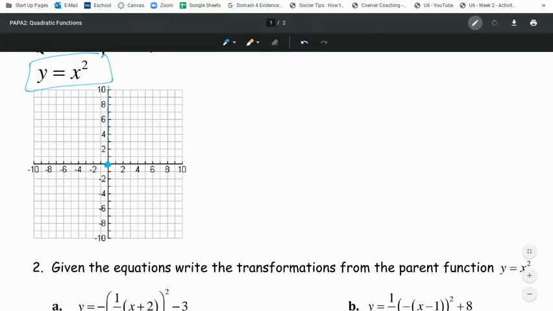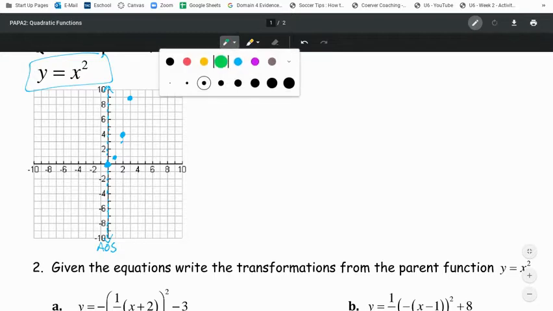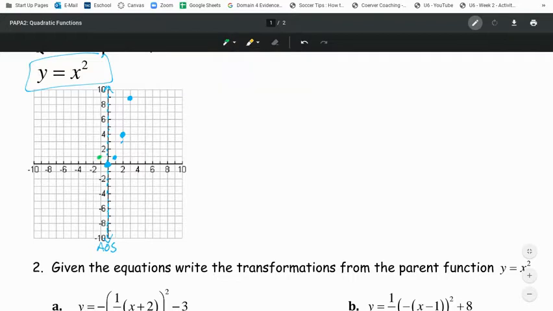I know that I have an imaginary vertical line through the vertex known as the AOS. And then I have a point of 1, 1, 2, 4, 3, 9. Okay, and that's just one side of my quadratic. So now what I do is I also graph their reflection points. So it reflects about the axis of symmetry, so there are points directly across from the axis of symmetry.